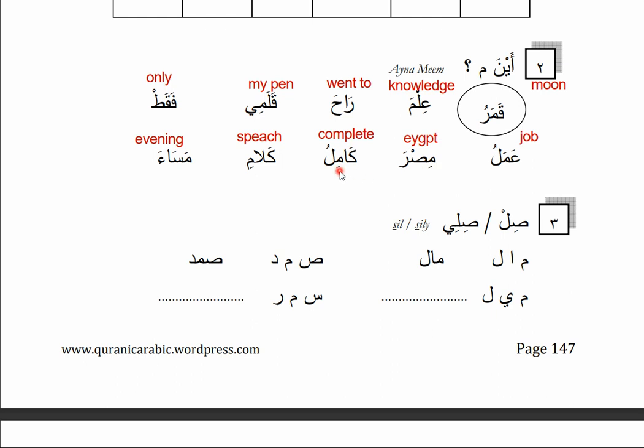Kamil means complete. There is meem in the middle. Kalam, meem in the end, speech. Masa, meem in the initial, means evening. So we can circle where are the meems in the ilm, qalami, we have amal, meem in the middle, misr, kamil, all these have meems. Masa.